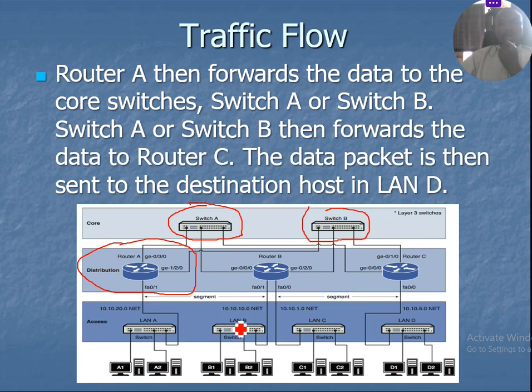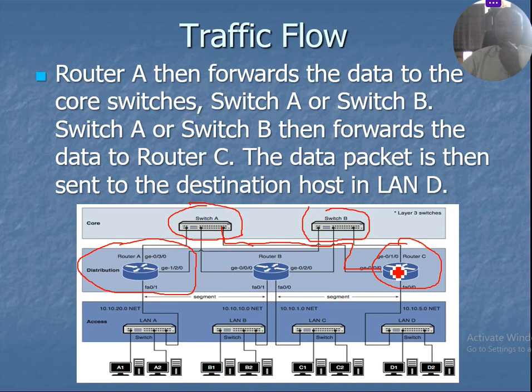Then switch A or switch B forwards the data to router C. Now from switch A, the data connects to router C. From this switch A, how do we arrive at C through this gateway? From this switch A, this layer 3 switch, the data comes through here, through here, through here, then to router C. So if the packet was sent to switch A, it's going to follow this route and be forwarded to router C.